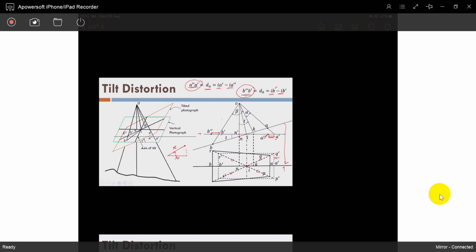Because why is it so? Now you can see. So once you can answer, what is tilt distortion? Tilt distortion is how much the point location is shifted from the isocenter, from one location when the photograph is taken as a vertical photograph, to the next when the photograph is taken with tilt. How much is it shifting? So from the isocenter, that is called tilt distortion. Now you can observe it.